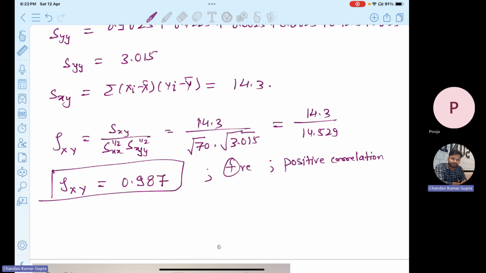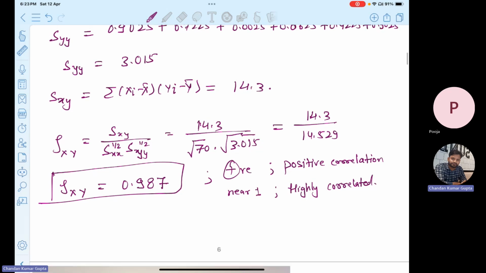Okay, that means if the random variable x increases, then the random variable y also increases. And since it is near 1, that means it is highly correlated.